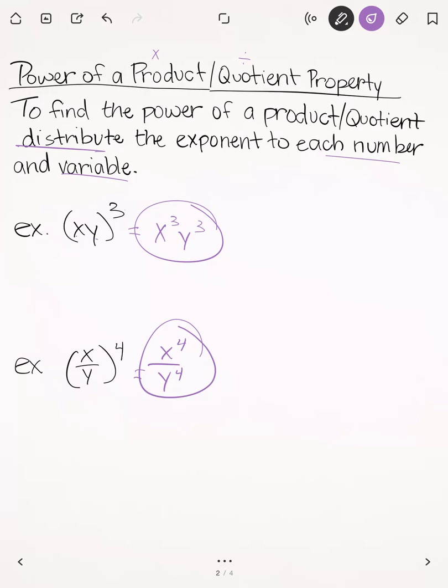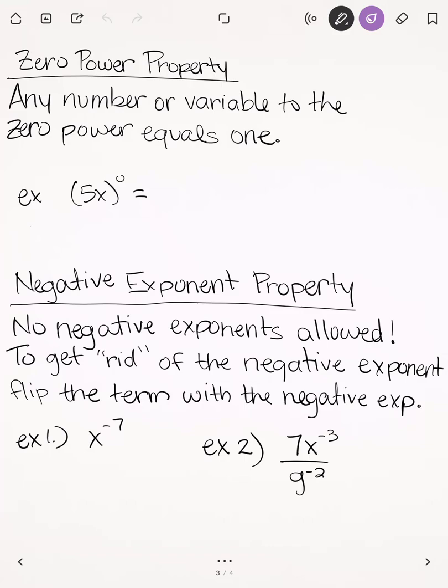Now you can't simplify it with the properties from the previous page because they are not the same base. So you just leave it like that. We're done. The last two properties, we have the zero power property and the negative exponent property.